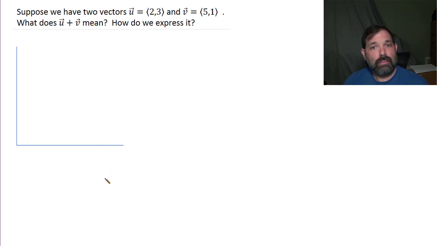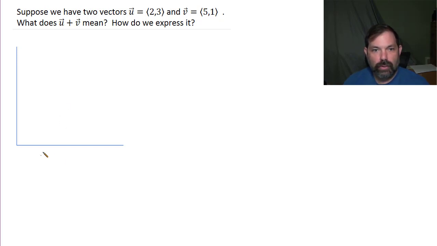Now vectors can be added. Suppose we have two vectors, the u vector, which is 2, 3, and the v vector, which is 5, 1. What does u plus v mean? All right, well, let's draw this out. Let's see what this means.